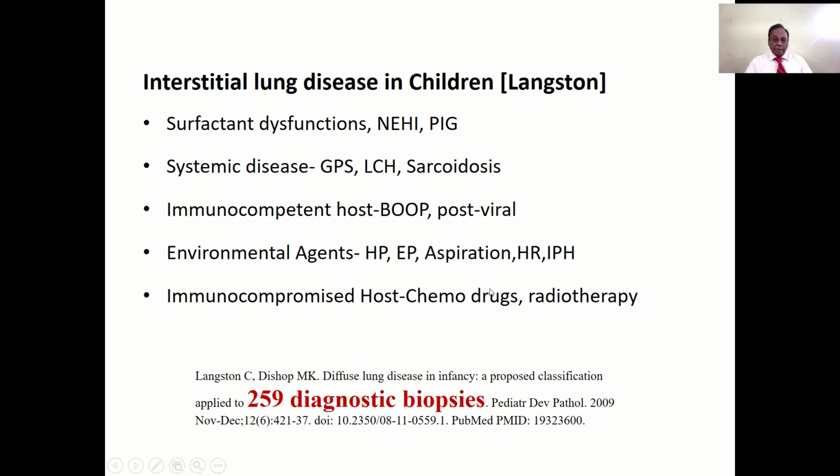particularly bleomycin, nitrofurantoin, and methotrexate. I think it's a very good paper. Anybody interested, go through that.